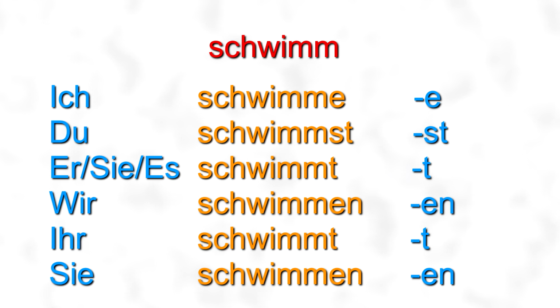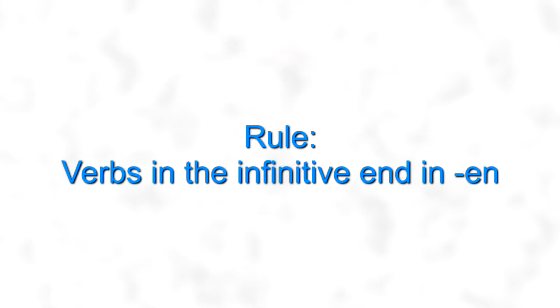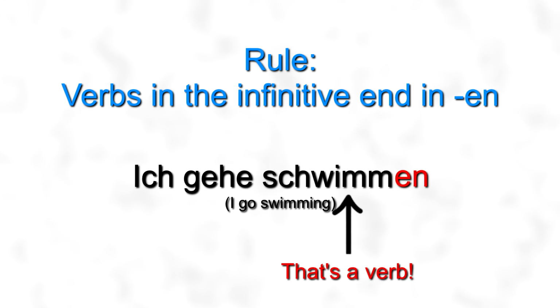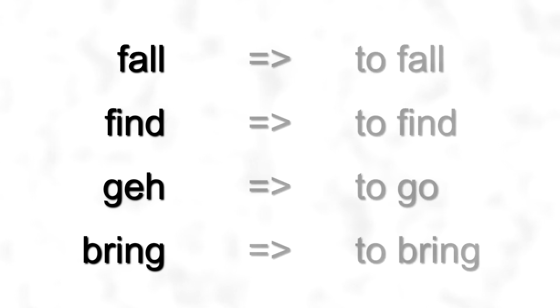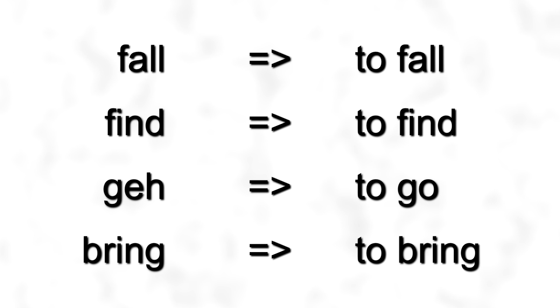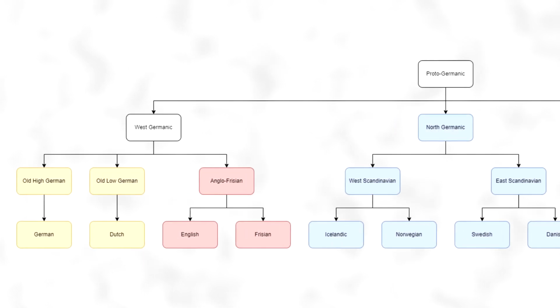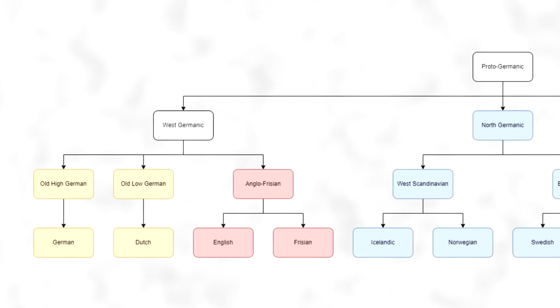Now, as we've said before, the general rule about verbs in German is that they end with en in the infinitive. This is helpful in two ways. One, you can always recognize that it is a verb, which might help you understand a sentence that you otherwise wouldn't have. And two, if you remove the en and look at the stem of the word, you will often see that it is very similar to an English verb. This is of course because German and English are related languages and share a common ancestor.